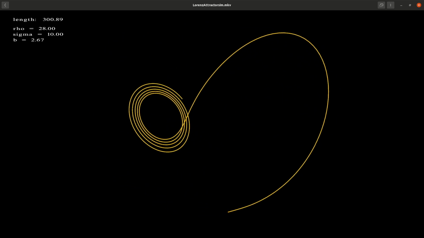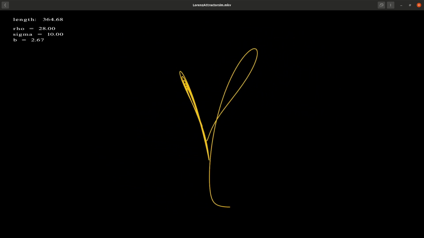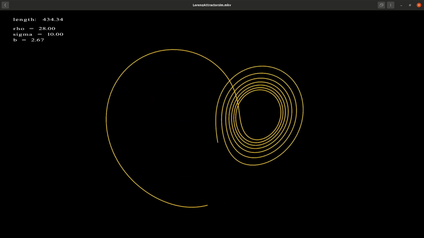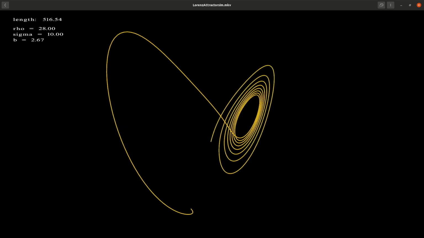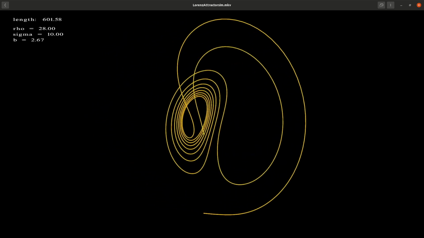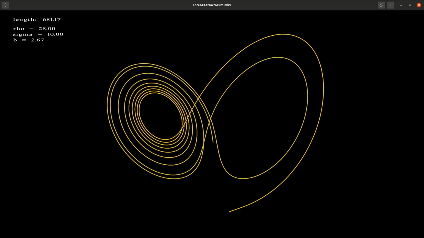So it has an unstable spiral, it spirals out until it reaches a maximum, and then it does something else, loops back.